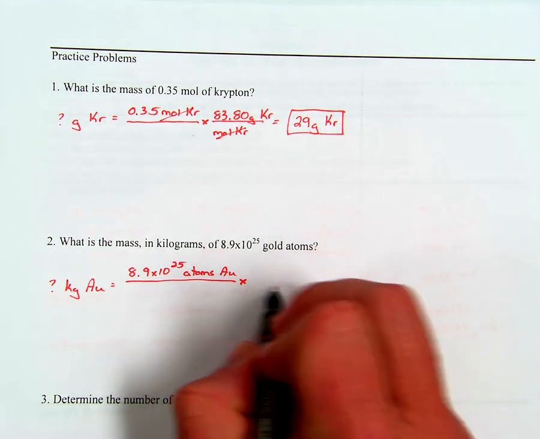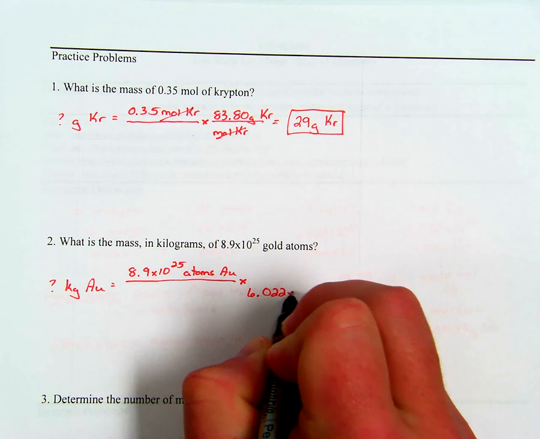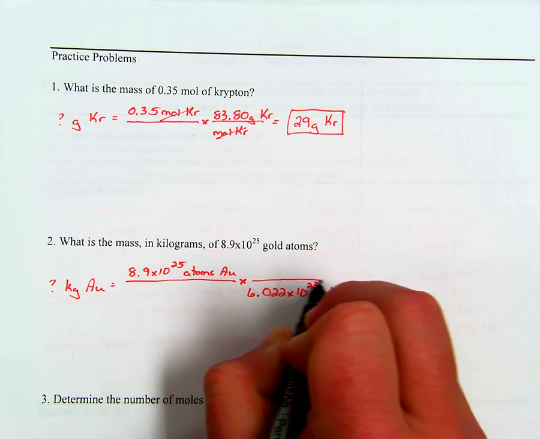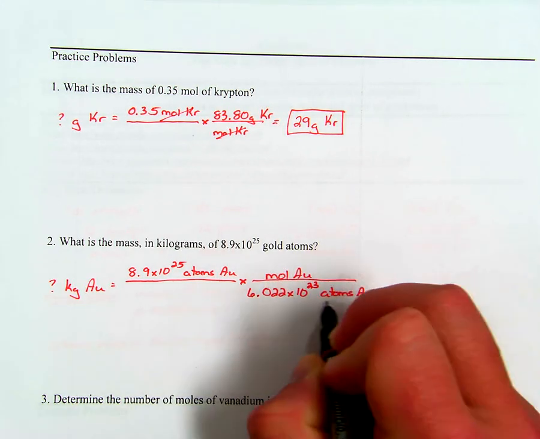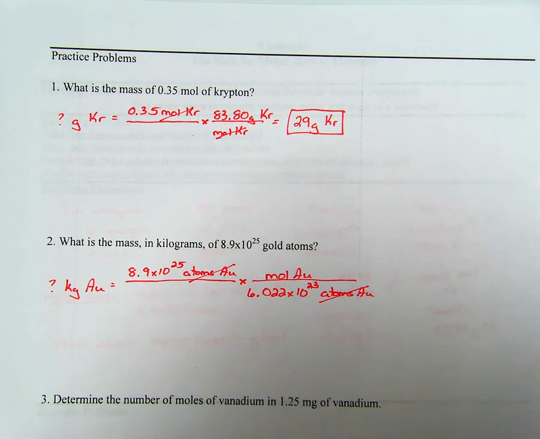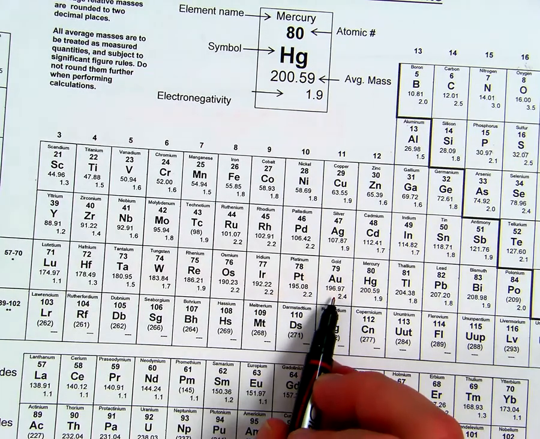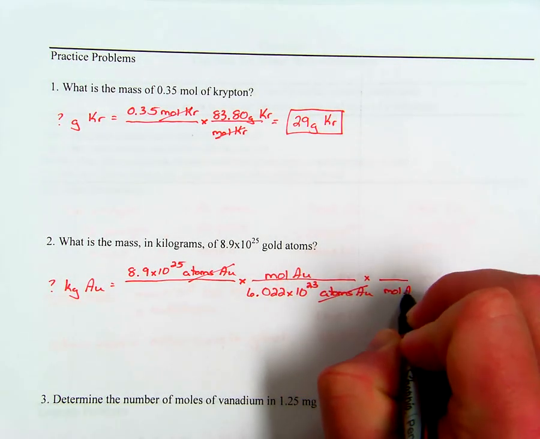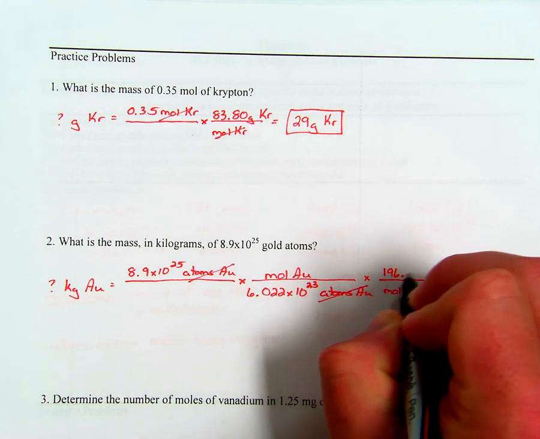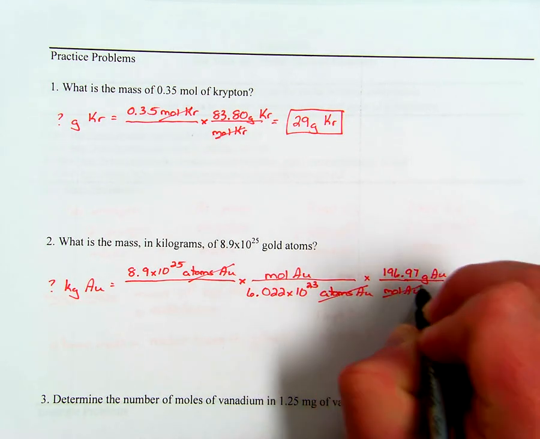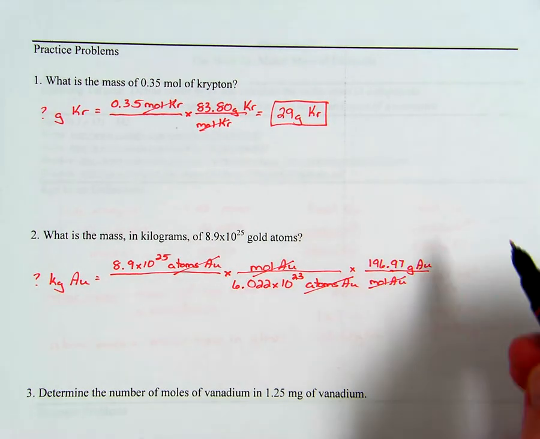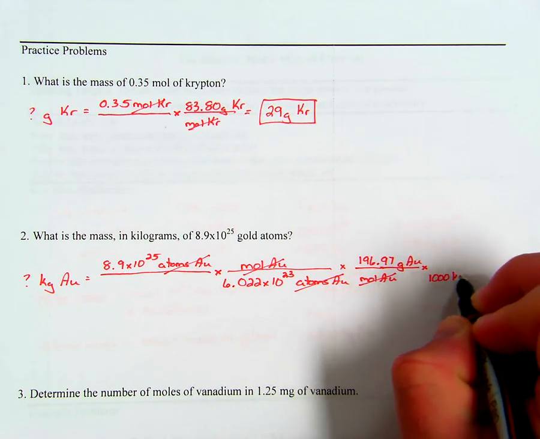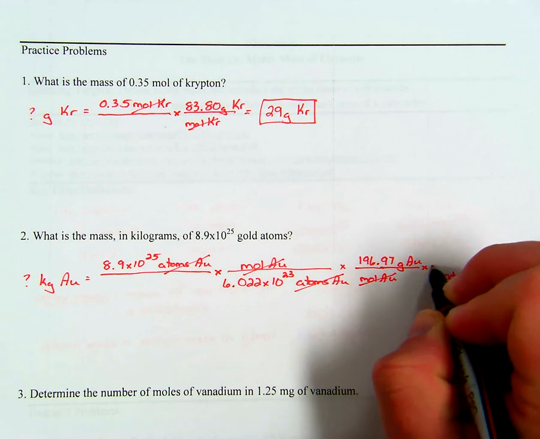So I need to use Avogadro's number, 6.022 times 10 to the 23rd atoms of gold in every mole of gold. From here you can look at the periodic table and find the molar mass of gold. You'll see it's 196.97. So using that, I know that 1 mole of gold has a mass of 196.97 grams. Even though we're asked for the answer in kilograms, the molar mass is still grams per mole. Now I just need to convert to kilograms. There are 1,000 grams of gold in every kilogram of gold. So grams cancel. We've done the problem.